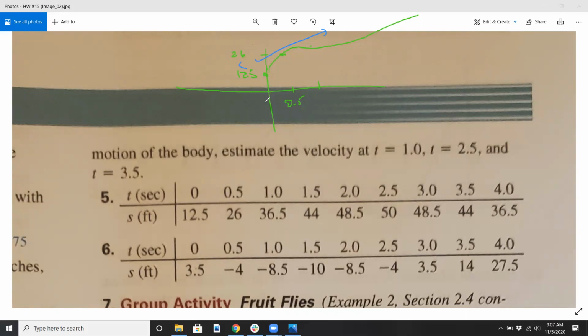Now you could, if you so desire, and we talked about this with the notes, estimate by maybe taking the slope between these 2 points for velocity at 1. So you could do s of 1.5 minus s of 0.5 over 1.5 minus 0.5, which would be 44 minus 26 over 1, or 18. So you could do that too to estimate the velocity at 1. And likewise for 2.5, just take the slope between 2 and 3. Or for 3.5, take the slope between 3 and 4.